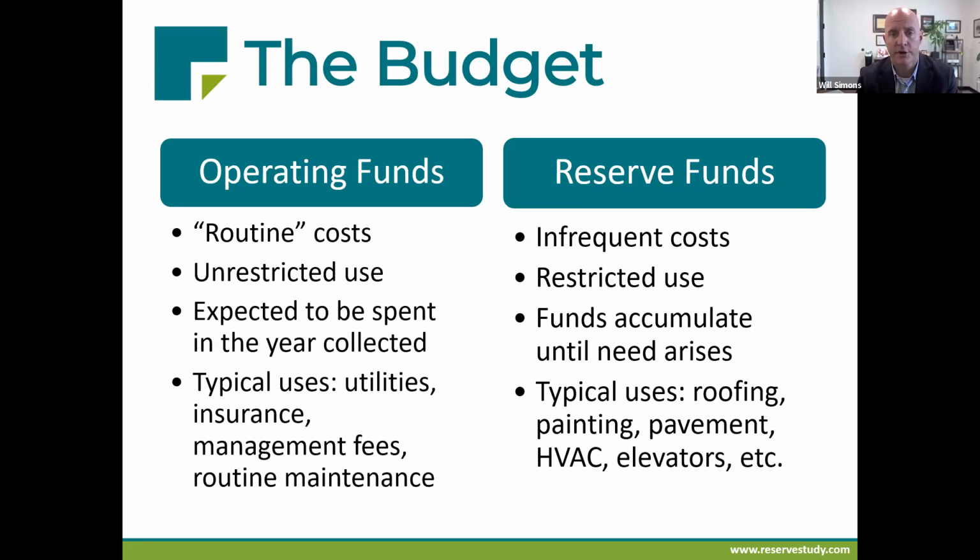In contrast to the operating budget, reserve money is meant to accumulate, right? It's okay to build up that account balance over many years at a time, so that by the end of the lifespan of your assets, you've accumulated enough money to go out and replace them.